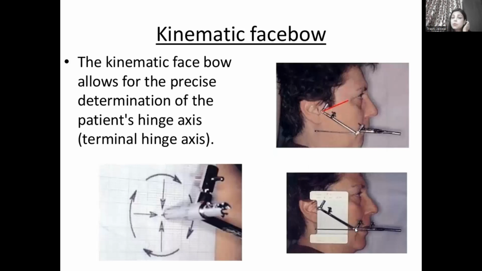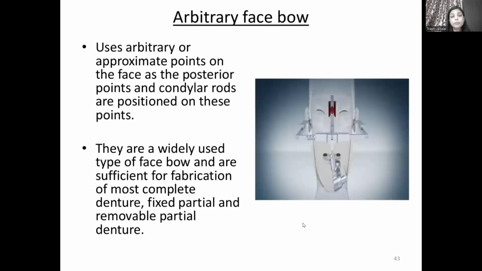In kinematic facebows, we are recording the hinge axis properly. This allows for the precise determination of the patient's hinge axis, like the graphic representation you can see. In this, we record the pure rotation movement of the TMJ with the help of this graph, and thus we record the true hinge axis with the help of kinematic facebows. Also, the assembly is attached to the mandible in this, unlike the arbitrary ones, in which the assembly is attached to the maxilla. And arbitrary facebows use arbitrary or anatomic approximate points on the face as the posterior points, and condylar rods are positioned on these points.